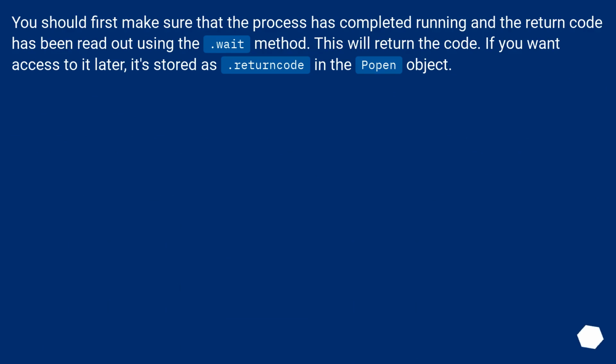You should first make sure that the process has completed running and the return code has been read out using the .wait method. This will return the code. If you want access to it later, it's stored as .returncode in the Popen object.